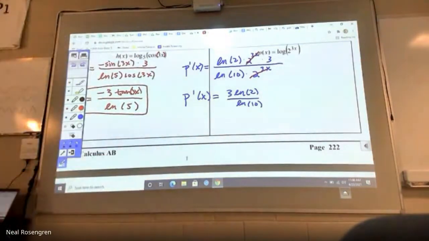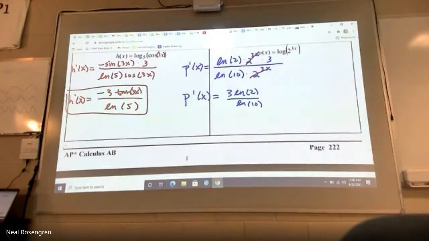This is not one of those properties of logs. I know it kind of looks like one. The property of logs is if you have two logs being subtracted, you can condense them to one and divide their arguments. These are just two separate logs being divided, nothing new.